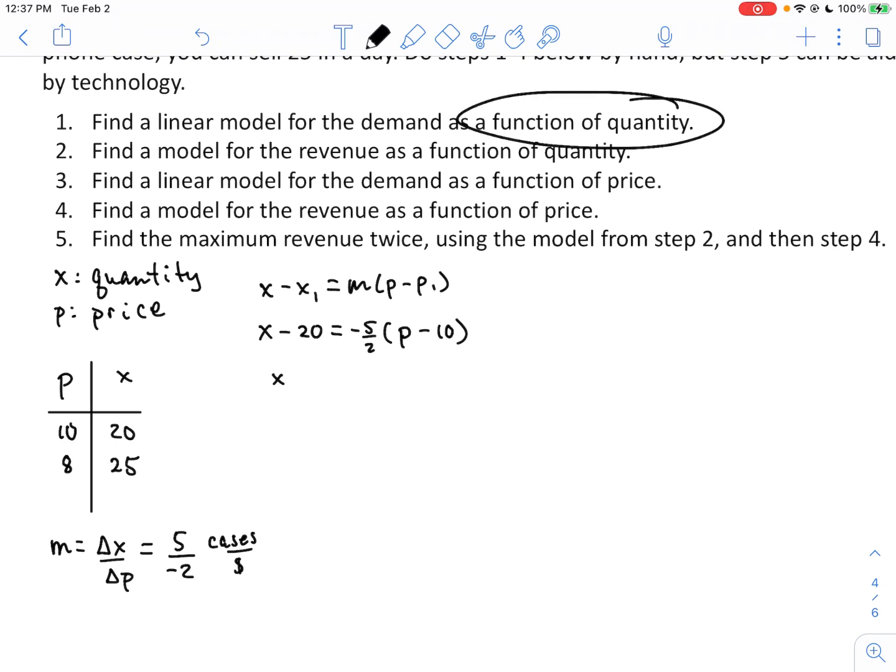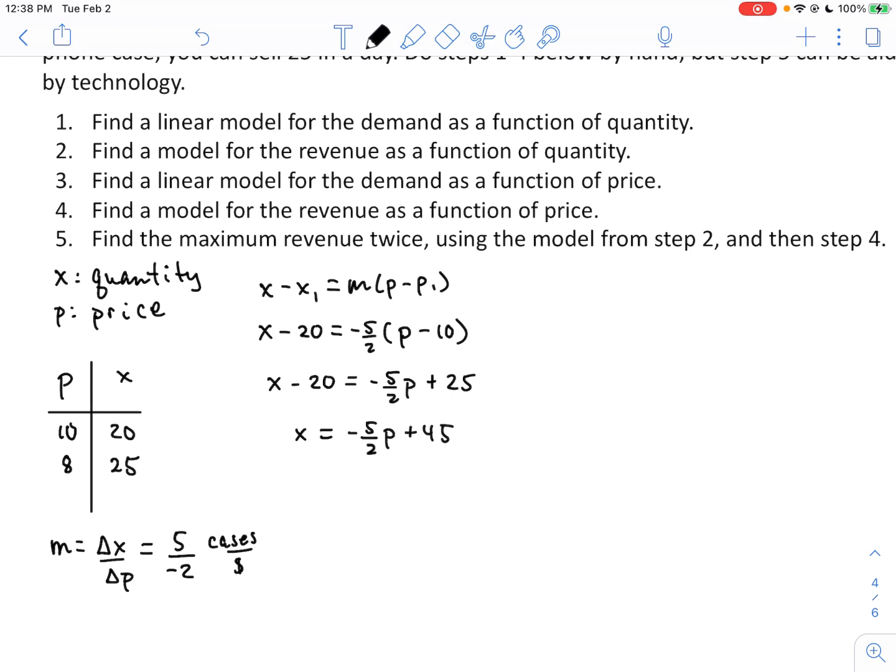So, find a linear model for the demand as a function of quantity. We said x was quantity, so we actually want to solve this one for p, for price. But I'm going to begin by distributing the negative 5 halves. Negative 5 halves p, and negative 5 halves times negative 10 is positive: 10 divided by 2 is 5, times 5 is 25. If I were to solve for x, add 20 to both sides, we get 45. Now, which question did we answer by doing this?